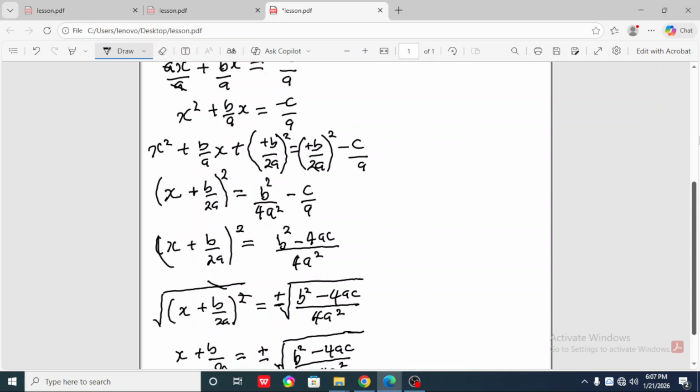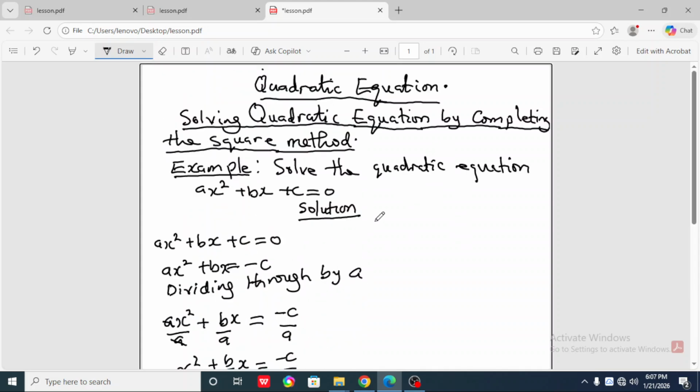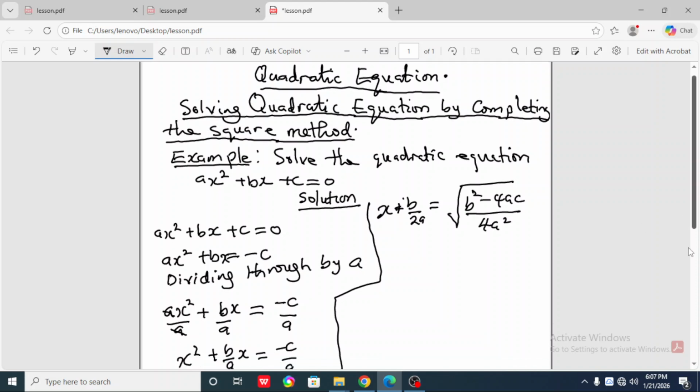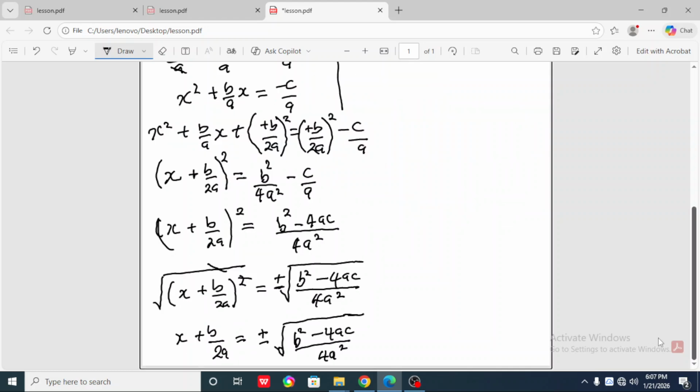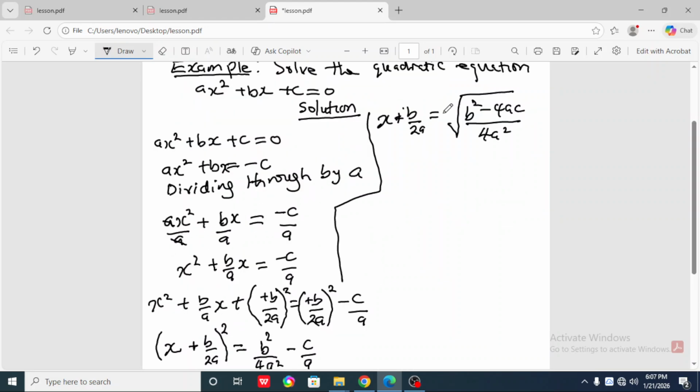So let's go and continue. I'll take this up, I'll continue from up. So let me bring what we have there. We have x plus b over 2a, which is equal to square root of b squared minus 4ac over 4a squared. That is the last thing we have at the other side. You can see it, but let's bring plus or minus. So now let's continue from here.